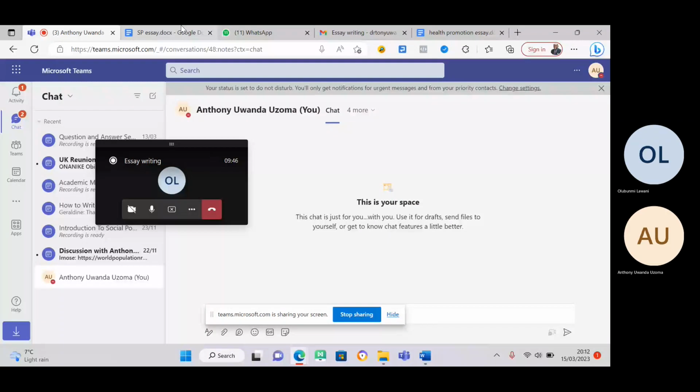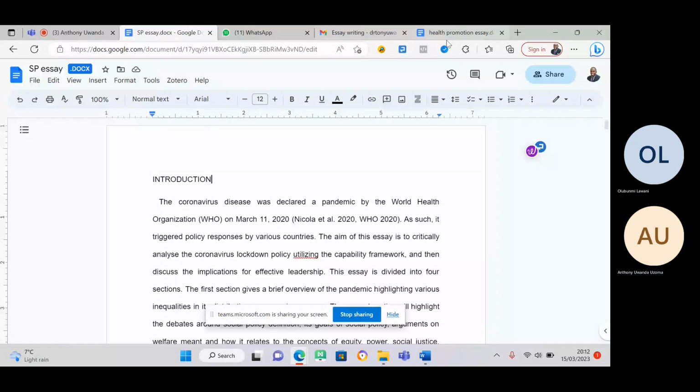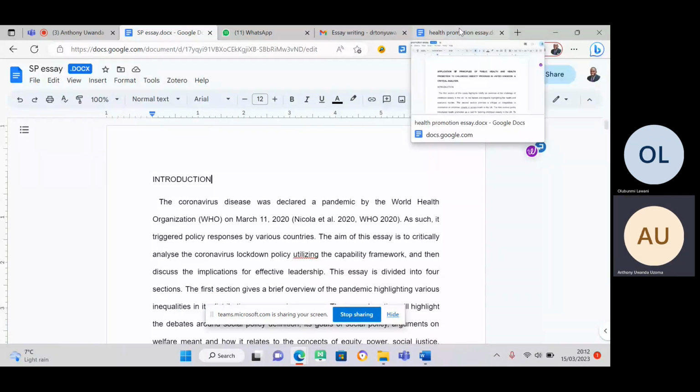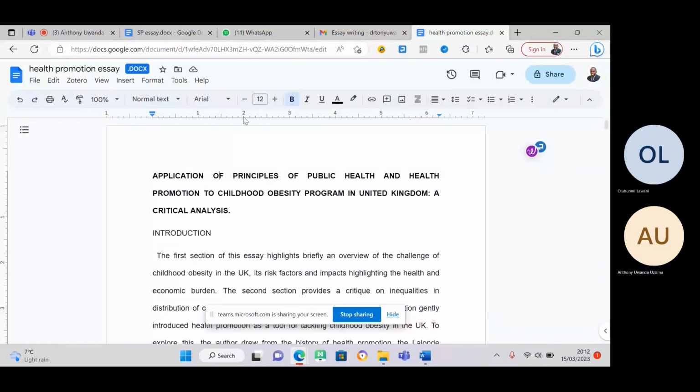So in this tutorial, we'll just analyze how to write an essay. So I'm going to take social policy as a case study. Then after that, I'll look at health promotion as a case study. All right. So let's talk about social policy.